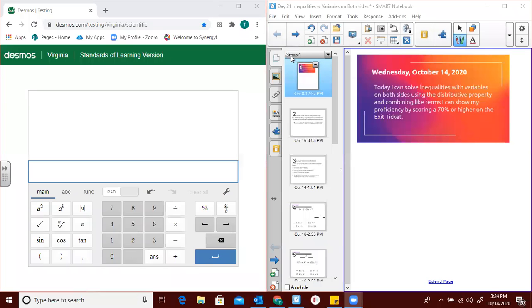All right, so today we're going to continue with what we learned yesterday. You can see that I've got my screen split already, which means we'll be heavy on Desmos. So today I can solve inequalities with variables on both sides using distributive property and combining like terms. I can show my proficiency by scoring a 70% or higher on the exit ticket.